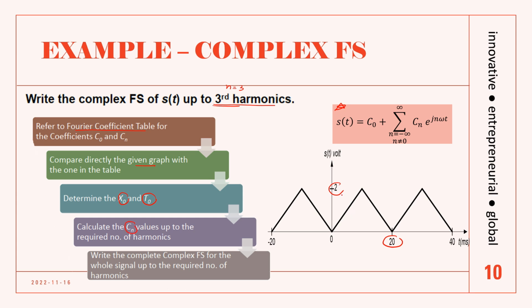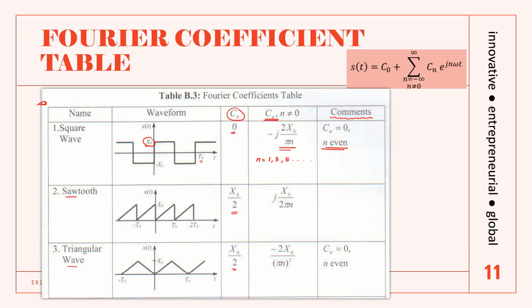Okay, once you already determine your x naught and t naught, you can straight away determine your Cn value and also your C naught value, and then write the complete complex Fourier series for the whole signal to the required number of harmonics. Now let's try to solve this particular question.